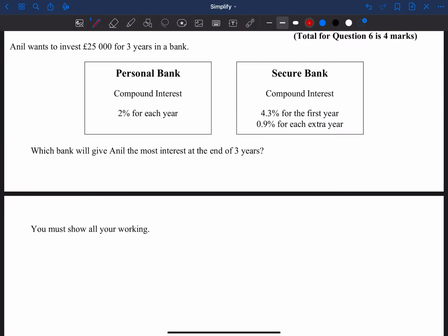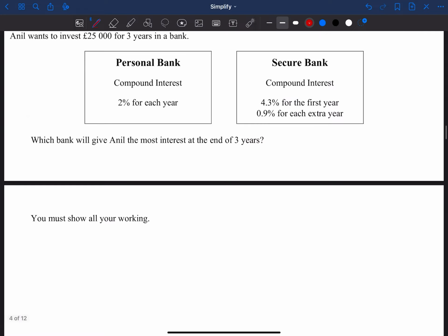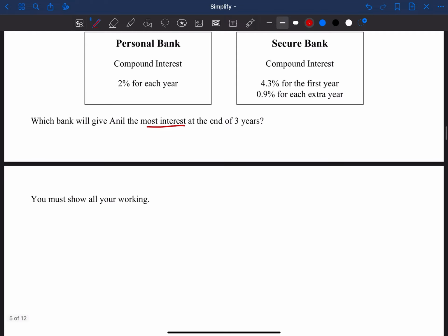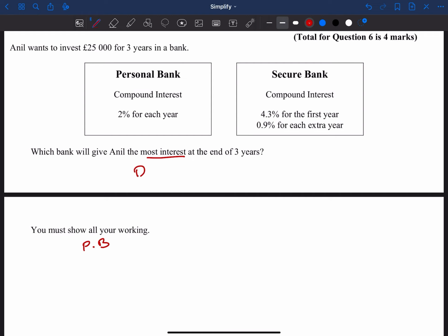Okay, compound interest question now. Personal bank, which one has the most interest? Let's split it. Personal bank. Remember the formula for compound interest. You should know that. It's deposit times 1 plus or minus the interest as a decimal, to the power of time, how many years or how many months, depending on the interest.